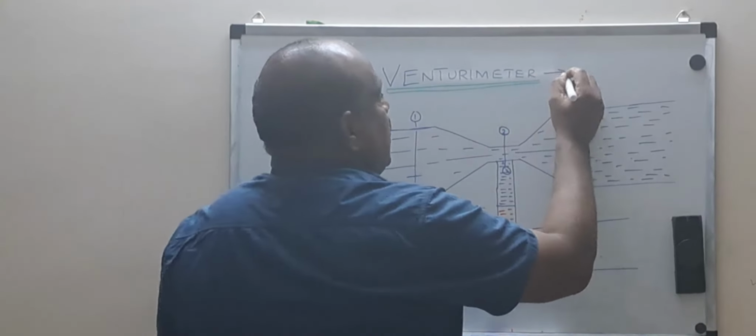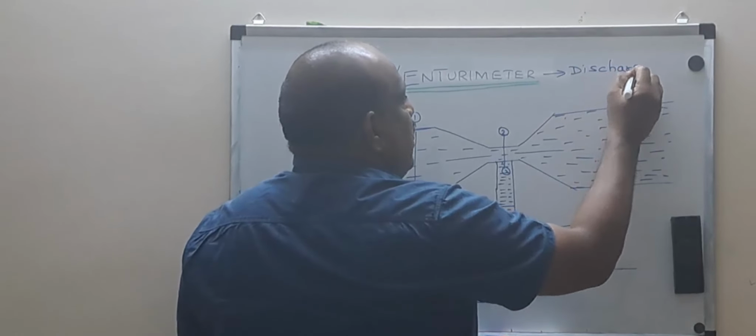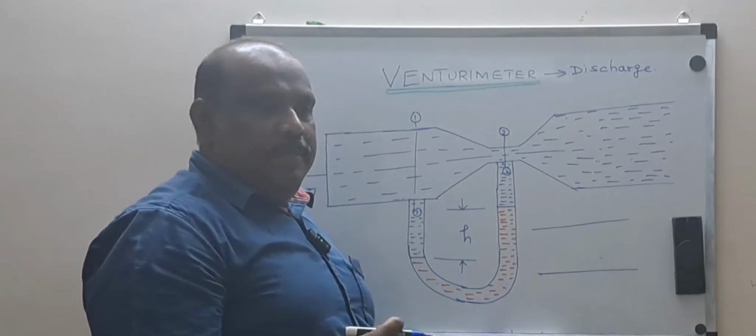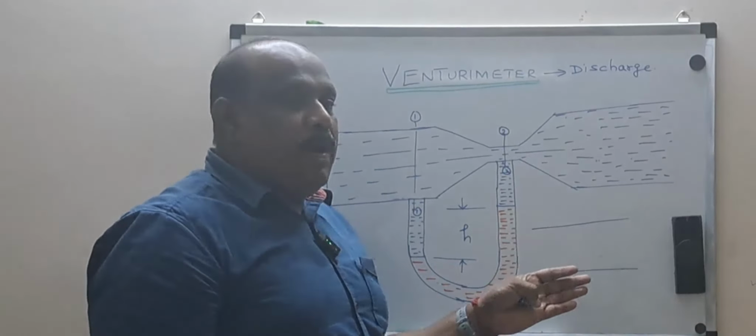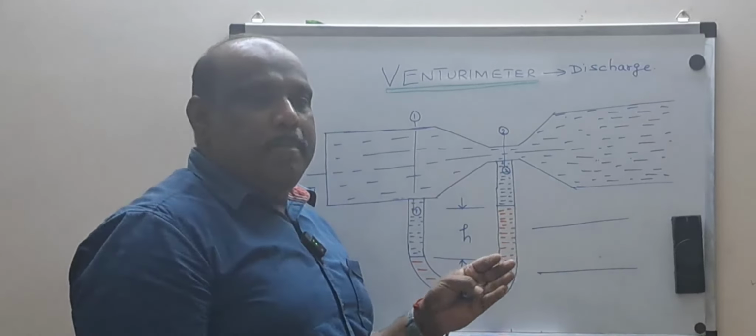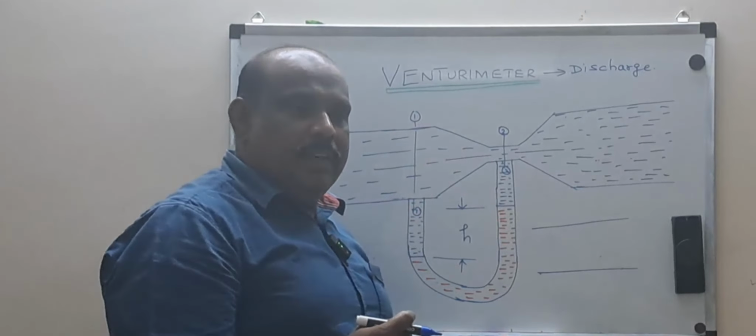It is to find the discharge. What do you mean by discharge? How much amount of fluid is passing per second? How much amount of fluid is passing through this pipe per second is called discharge. Can you think about the unit of this discharge? What is the unit of discharge?